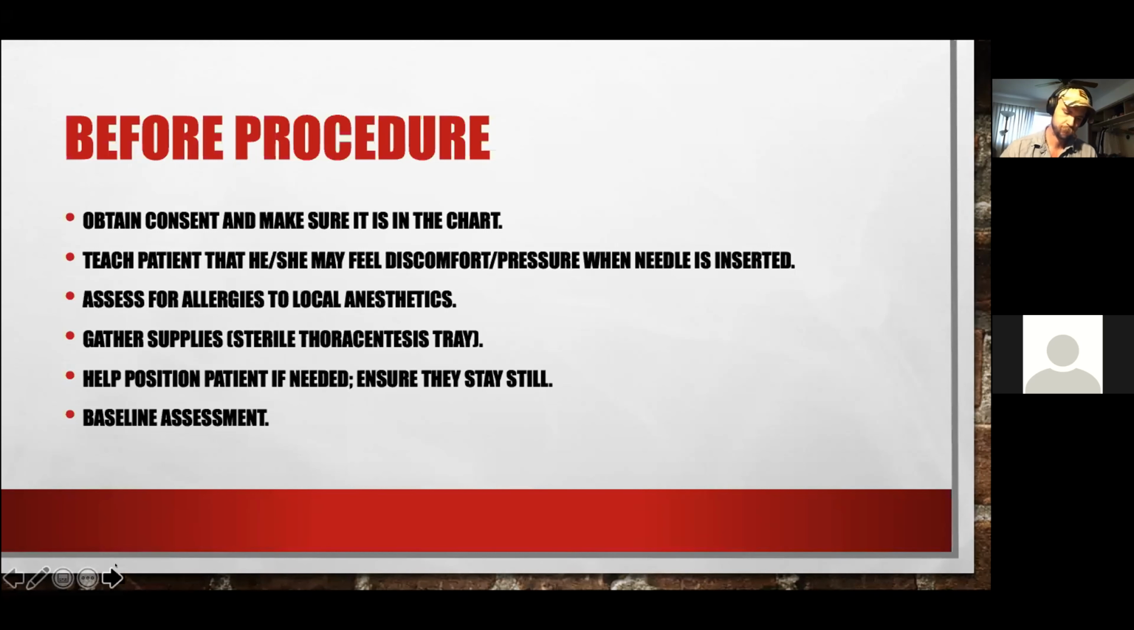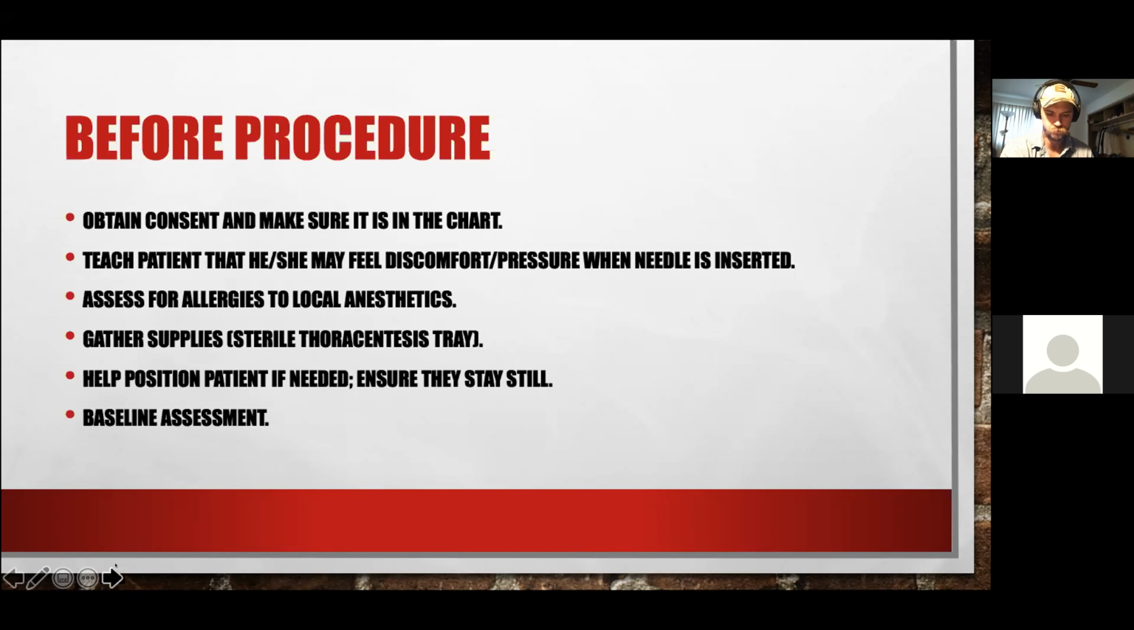You're going to assess for allergies to any local anesthetics. So before they insert the needle, they usually numb you up with some lidocaine that comes in the thoracentesis tray. So you just need to make sure that they're not allergic to that, because obviously you don't want to use that if that's the case. You're going to gather the supplies for the sterile thoracentesis tray, and I don't have a picture of it, but I know what's in it. It's going to come with all your equipment that you're going to need for the procedure. So your lidocaine, it's going to come with the sterilizing agent. It's going to come with your syringes, all that good stuff.